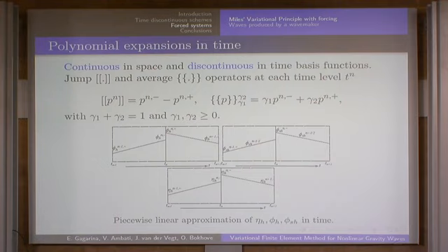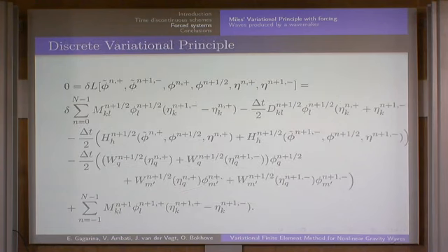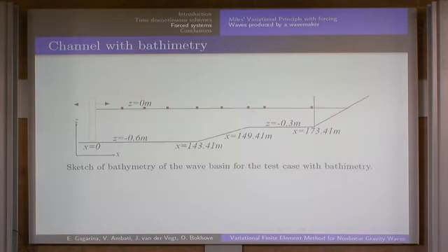So the basis functions are linear. Our variables are allowed to be discontinuous over time. There are discontinuities. We substitute, get a system of equations, an approximation of the Hamiltonian with a two-point quadrature rule. Then we take variations and obtain the system of equations. To show how it works, I think the best is to show the comparison with the laboratory experiments.